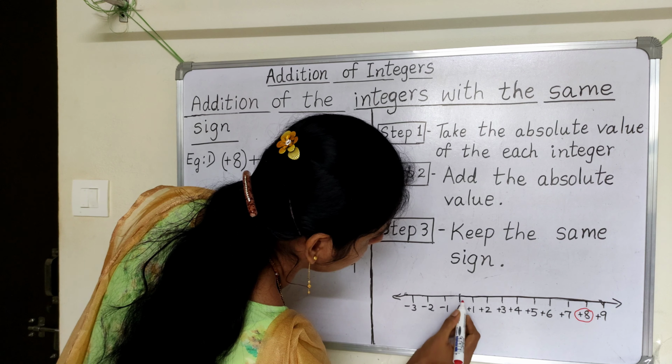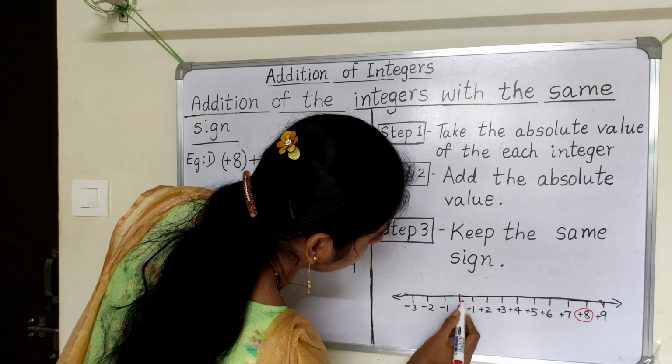Next, let us check the absolute value of +9. 0 is here and +9 is here. The distance from 0 to +9 is 9. That is the absolute value of +9. Now we will move according to step 2.